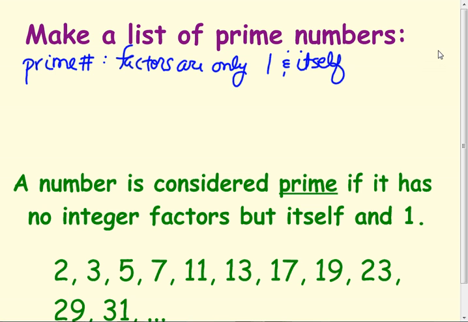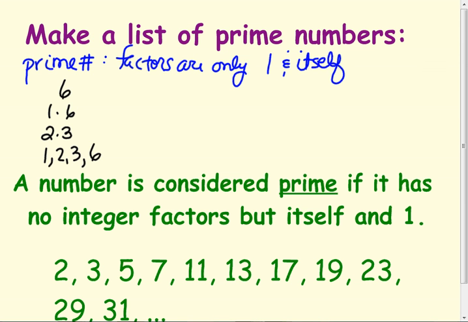So some people wanted to think 6 was prime. 6 is 1 times 6, 2 times 3. The factors of 6 are 1, 2, 3, and 6. That has 4 factors. 5 doesn't divide into 6.